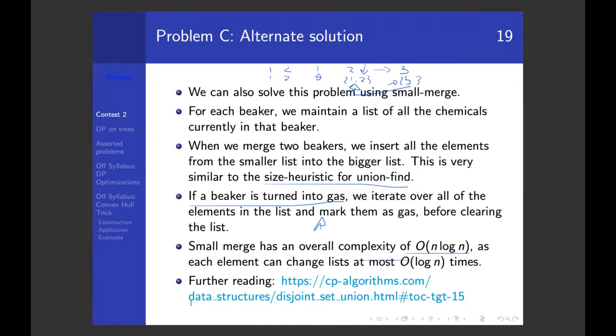You can click this link to read some more about using small merge ideas or giving explicit sets of the elements. It might be interesting. So that's the end of this discussion on contest 2.